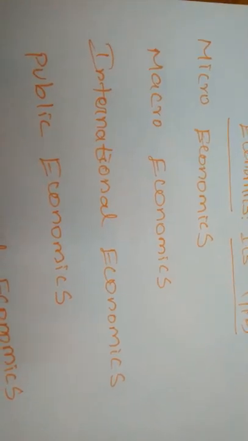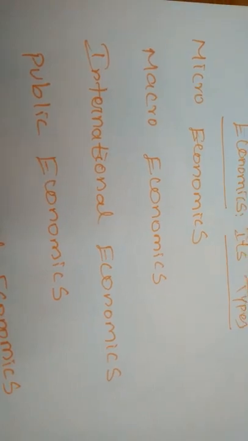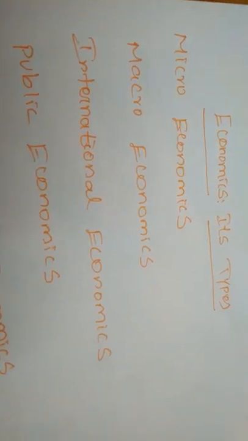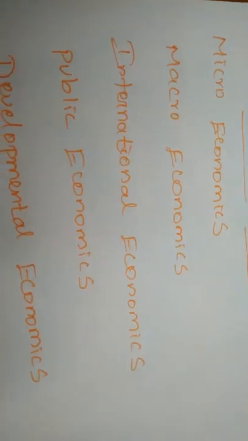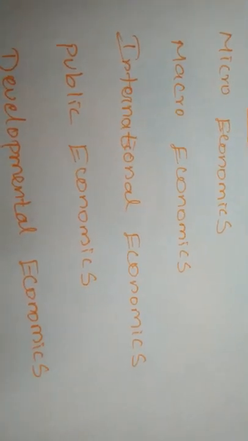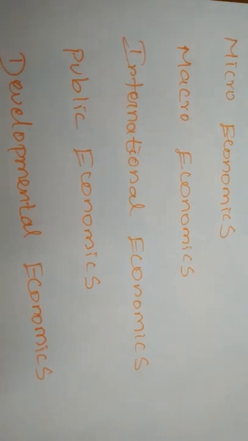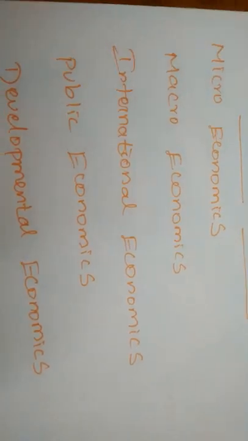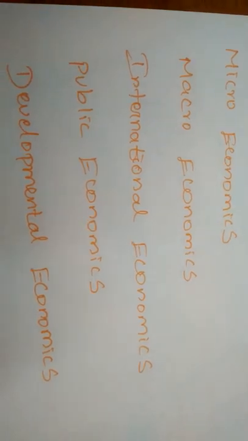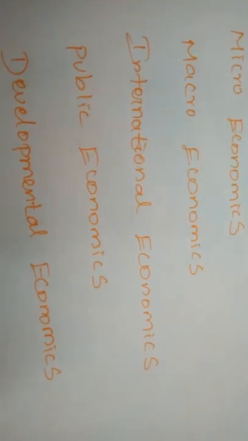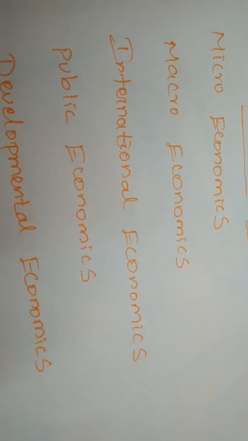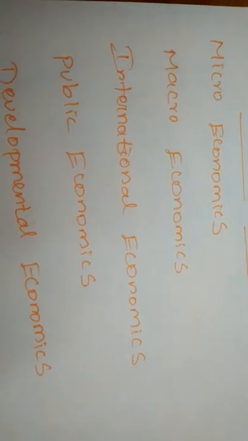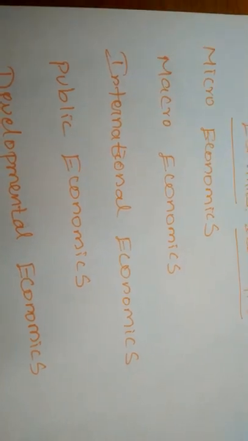It studies how business firms operate under different market conditions. Different kinds of markets means the monopoly market, the perfect competition market, duopoly, oligopoly; different kinds of markets are there. How business activity operates under these different kinds of markets is studied by microeconomics only.